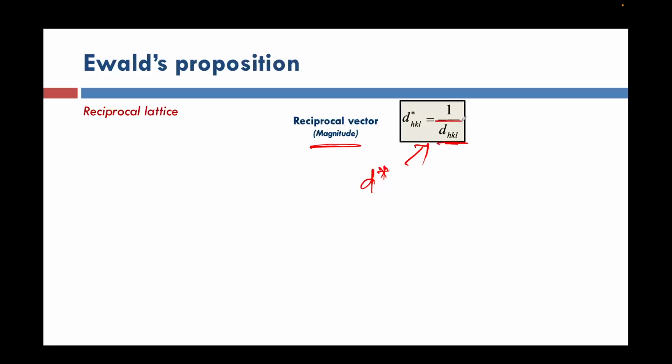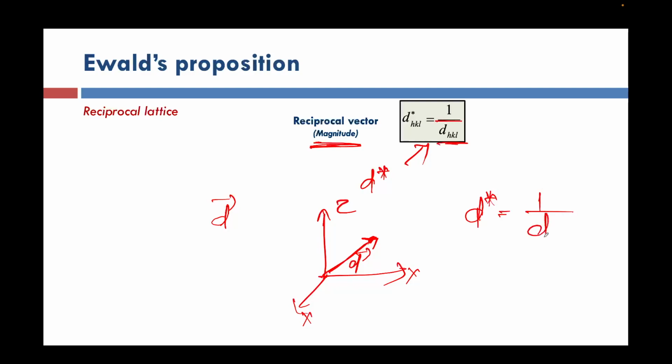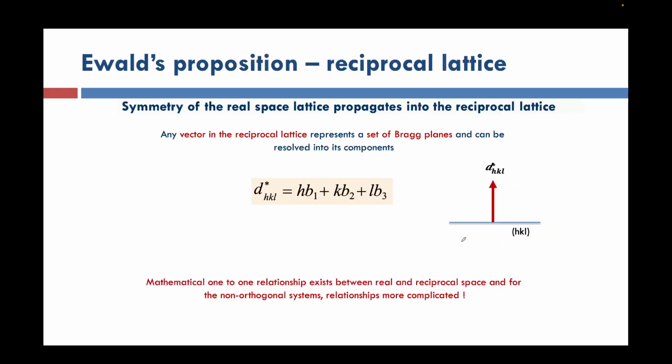So how has Ewald characterized the reciprocal lattice vector? Let's say I am talking about origin x, y and z. If this is my one plane and this is my d, then I have to take the reciprocal. If I consider the reciprocal lattice, then the magnitude will be 1 over d. This is what he has characterized, and he told that any vector in reciprocal lattice represents a set of Bragg planes, and can be resolved into components.